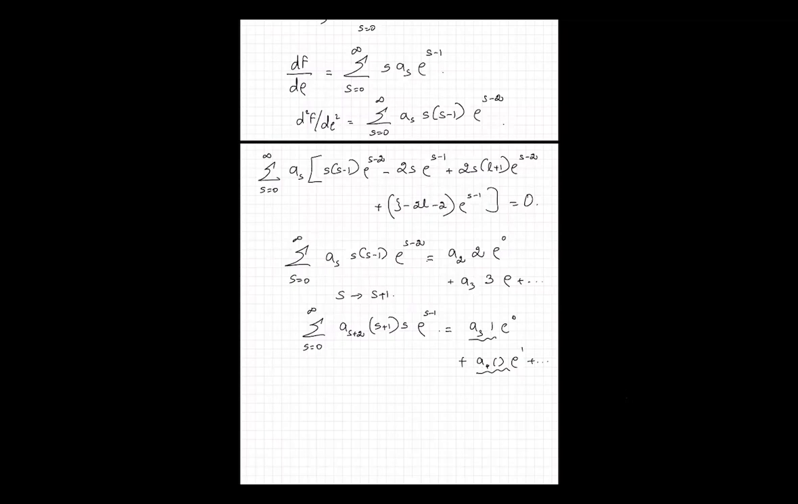Yes, sir. Hello, sir. When s goes to s plus 1, a_s should go to a_(s plus 1), not a_(s plus 2). Sorry, what? I don't understand. When s goes to s plus 1, then the coefficient a_s should be a_(s plus 1). We are writing a_(s plus 2). Sorry, yeah. Okay, you're right. This should be s plus 1. So this should be a2, this should be a3, and so on.